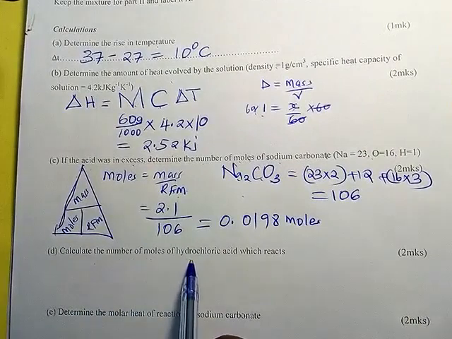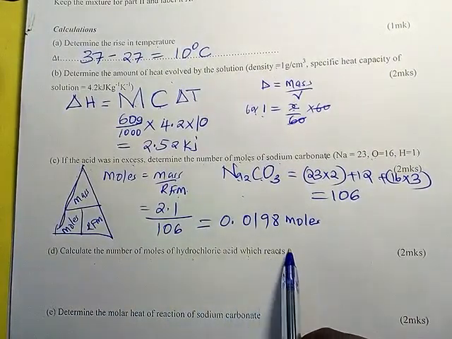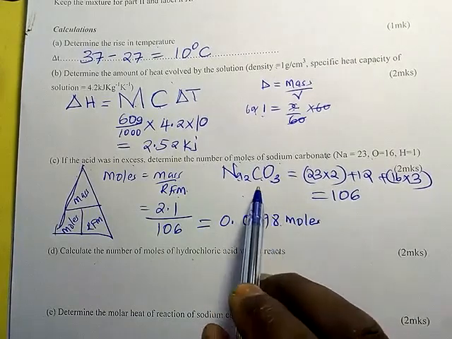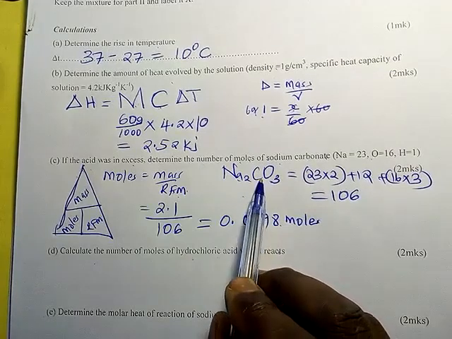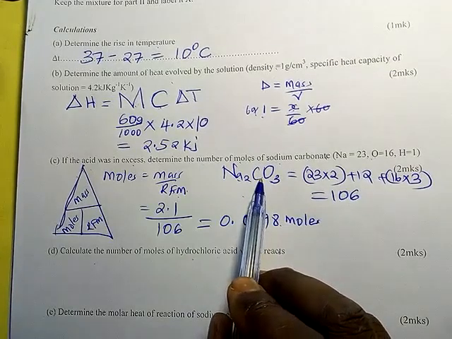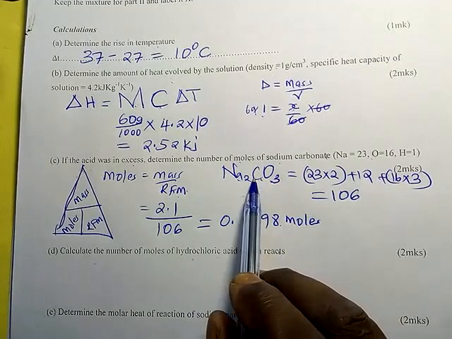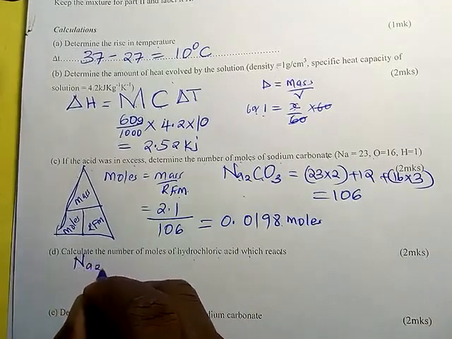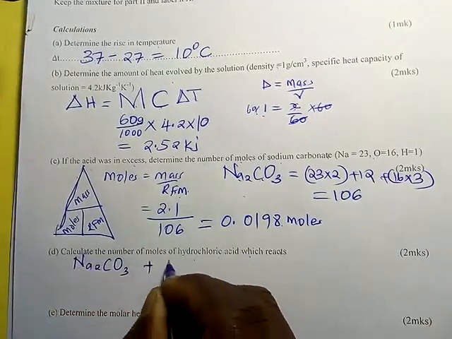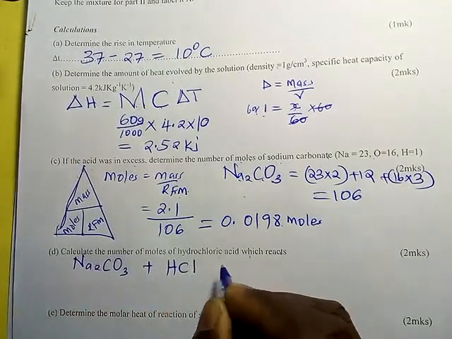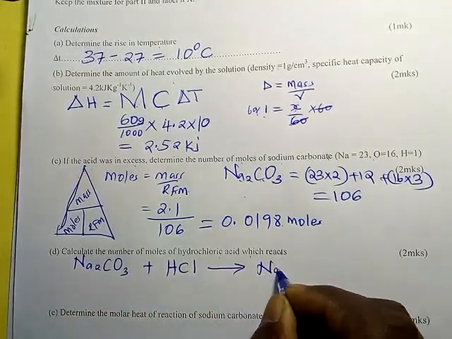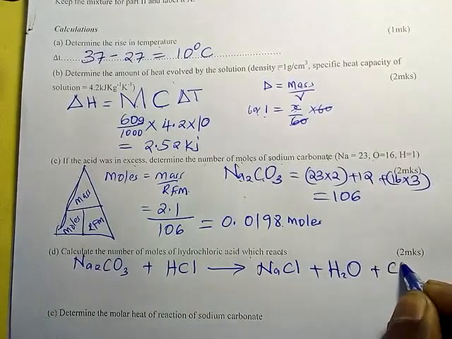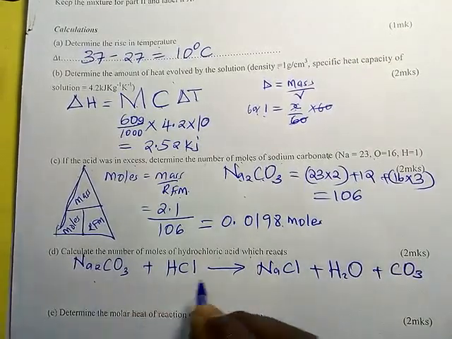Calculate the number of moles of hydrochloric acid which reacts. Now we have the number of moles, and remember sodium carbonate reacted with 60 centimeters cube of HCl. Therefore, we have to write the equation first and balance it. Sodium carbonate plus HCl gives sodium chloride plus water plus CO2. So we can balance this equation.